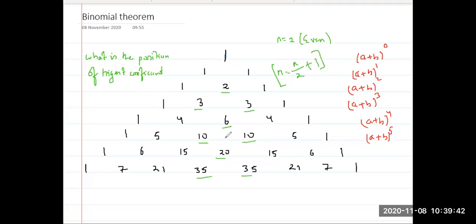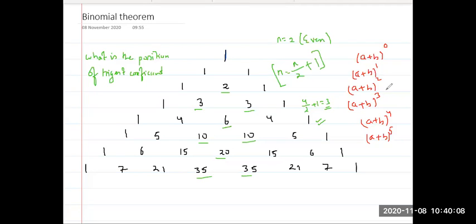Talk about n is equal to 4, this one, right? Which position is the middle position? So it is 4 by 2 plus 1, which is third position. Yes or no? Right? Okay. But when you talk about odd power, okay, think about it.